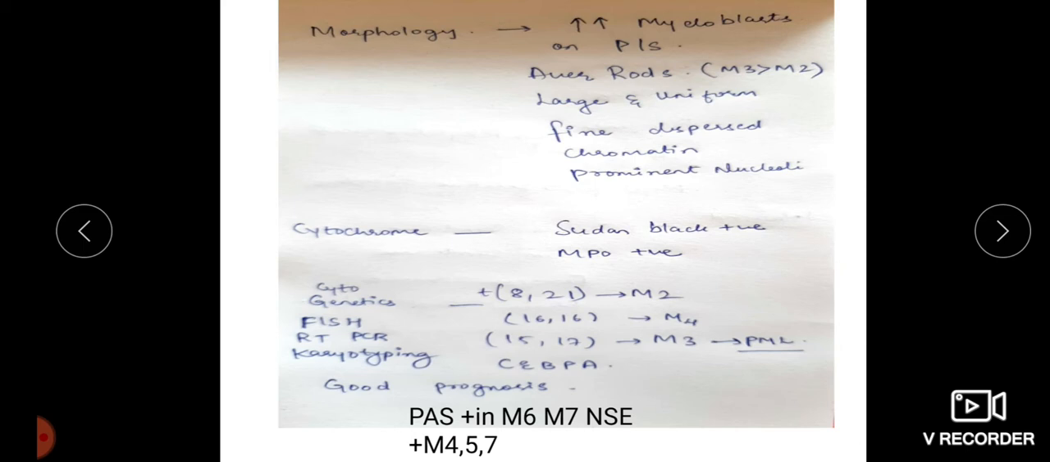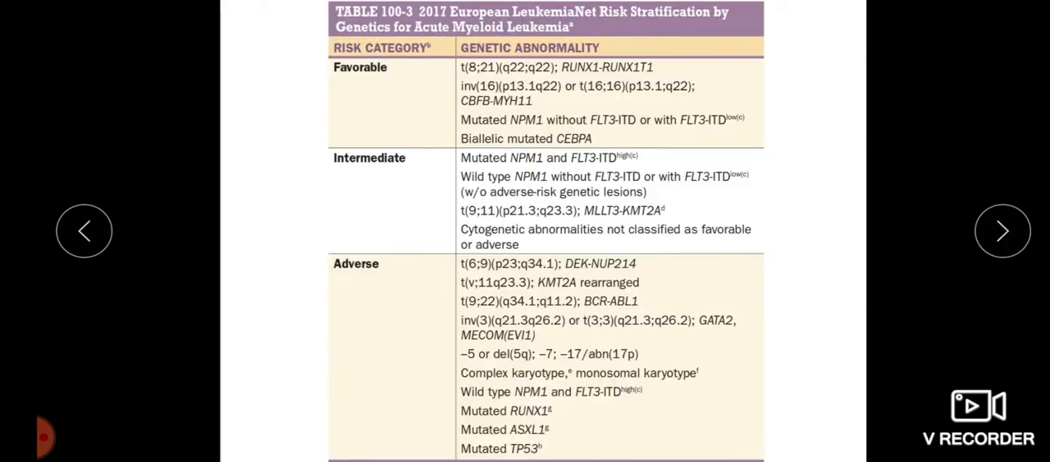Cytogenetics is done by FISH, RT-PCR and karyotyping. M2 has the 8;21 translocation, M4 has inversion 16, M3 has the 15;17 translocation. These three have good prognosis, and CEBPA also presents with good prognosis.